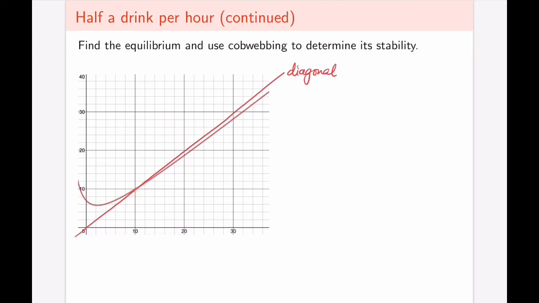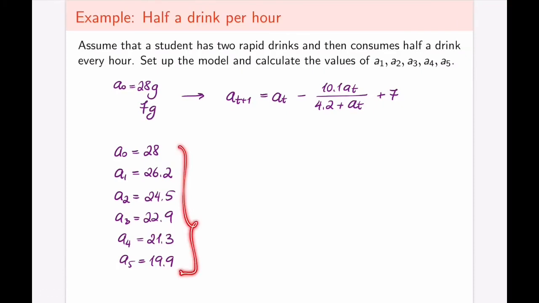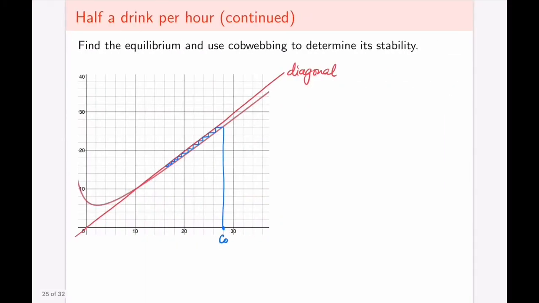Now, the starting amount in our example was 2 rapid drinks, so 28. So 28 will sit over here. This was my A naught, and the cobwebbing suggests that we go up to the function vertically, remember, to the function, and then to the diagonal horizontally, to the function, to the diagonal, to the function, to the diagonal. And stepping in this way for a very long time, you notice that just like in our data, the changes are really small, so it's going to take a while to get to the equilibrium here, but you will be converging towards this as an actual eventual equilibrium.